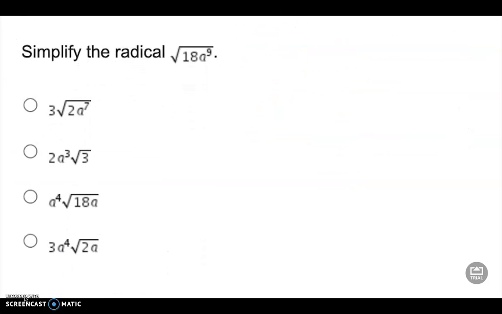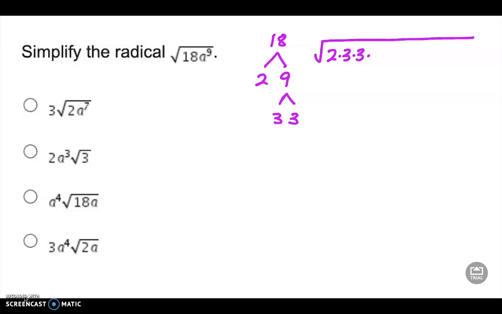Okay, let's look at this one. Simplify the radical of the square root of 18a to the 9th. So let's start with 18. We know that is 2 times 9. Those aren't a pair, so we got to go some more. And that's 3 times 3. So if I were to write this out, I would have 2 times 3 times 3 times, and then I have 9 a's. 1, 2, 3, 4, 5, 6, 7, 8, 9 a's. That's a lot of a's.